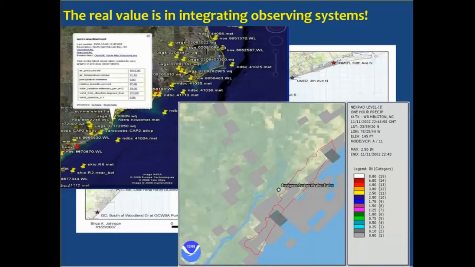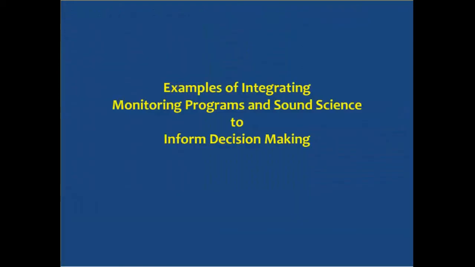Once we have access to this wealth of data and we have the documentation so that we understand why the data were collected, how they were collected, and for what intended purpose, we can make the determination as to whether these data are useful and usable to address my societal issue or concern. So what I'd like to do now is walk through a few examples of how we can integrate data from multiple observing or monitoring programs to inform our decision making.